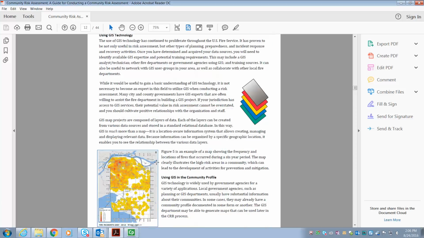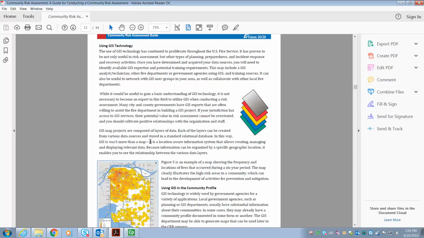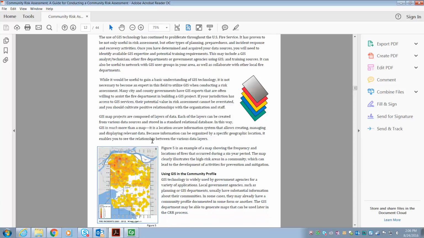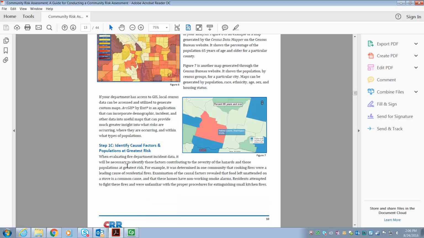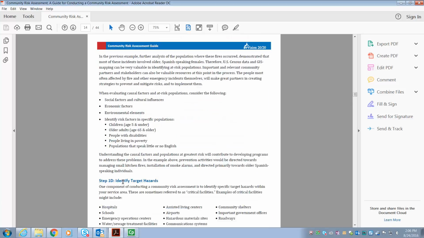and this is going to help you do that. Don't get hung up in the GIS. We don't have access to that in this course, but it is a useful tool if you have that. Causal factors and populations at greatest risk. Who are these things happening to? Again, we're going to look at some of the things that makes that happen.